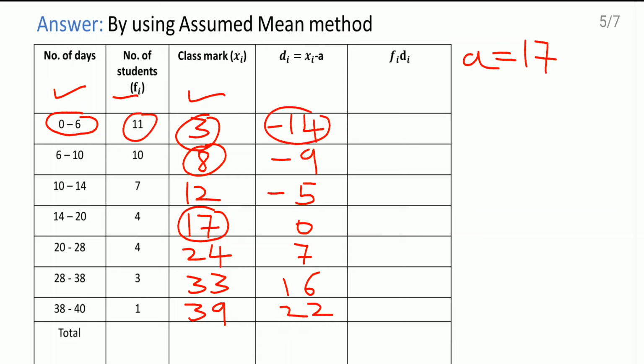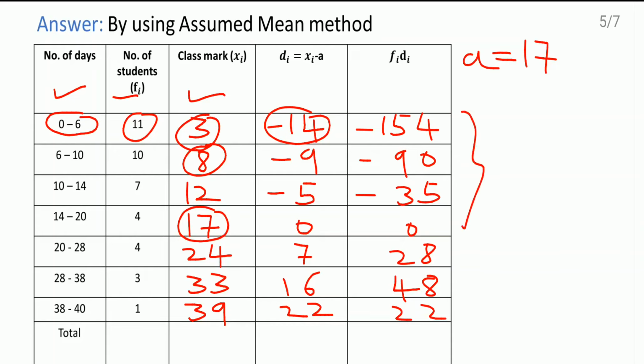Now I need to do fi into di, the product of these two numbers, which comes as minus 154. Then 10 into minus 9 is minus 90. Then 7 into minus 5 is minus 35. Then 0. Then 7 into 4 is 28. 16 threes are 48. 22 ones are 22.